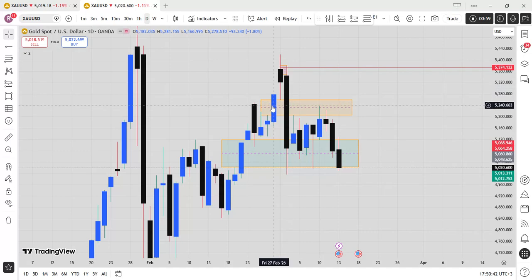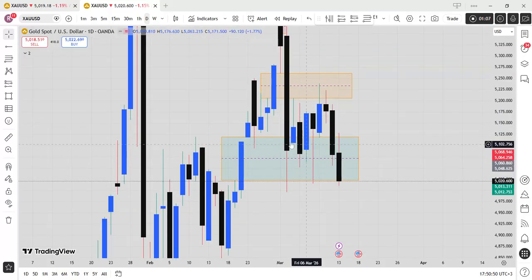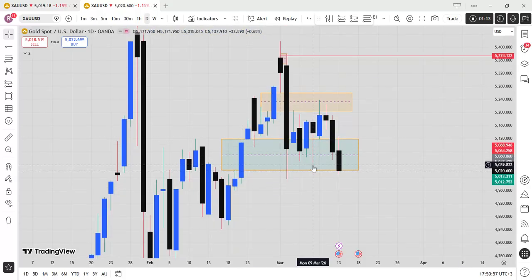We displaced below this gap here into the next one and respected this PD array right here. Then price consolidated in that PD array, respecting the consequent encroachment of that gap. Consequent encroachment, for the new traders, is just the midpoint of that gap. This is a fair value gap I mark right here. So after seeing this, I knew for sure we were targeting something higher.